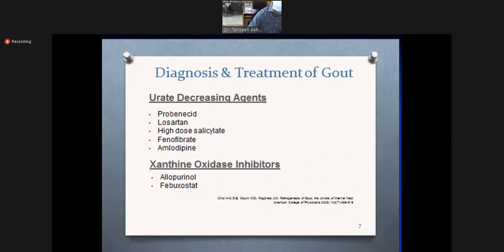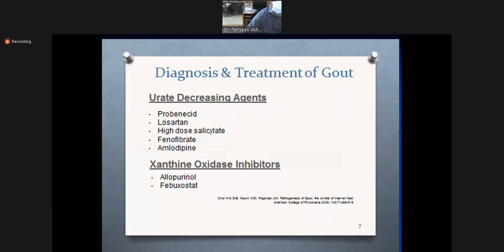But some drugs also decrease the uric acid level by enhancing the excretion from the kidney. The most popular one is probenecid. The other drugs are losartan, hydroxychloroquine, fenofibrate and amlodipine. There are some other drugs that also do this, but these are the most common ones.